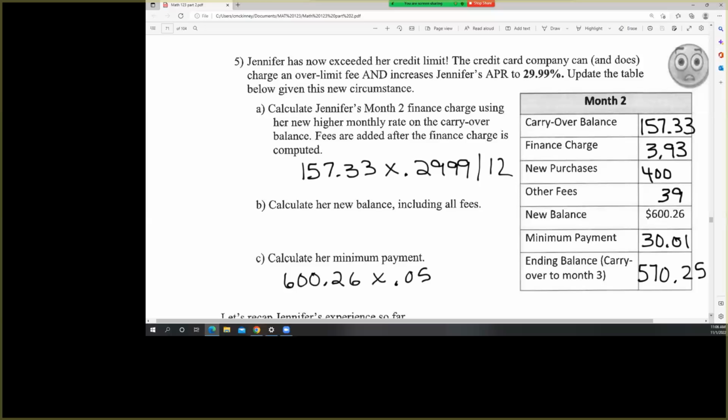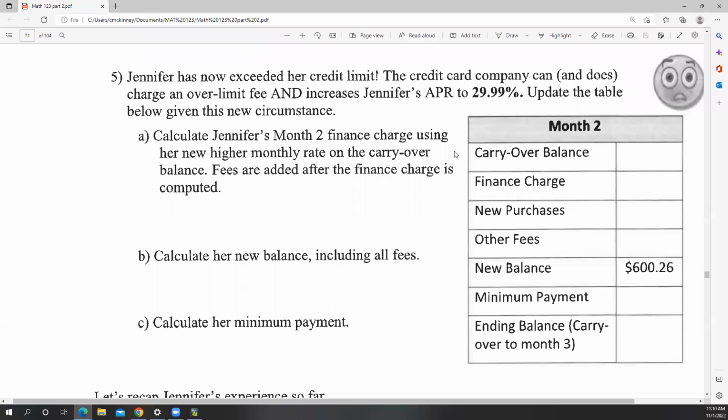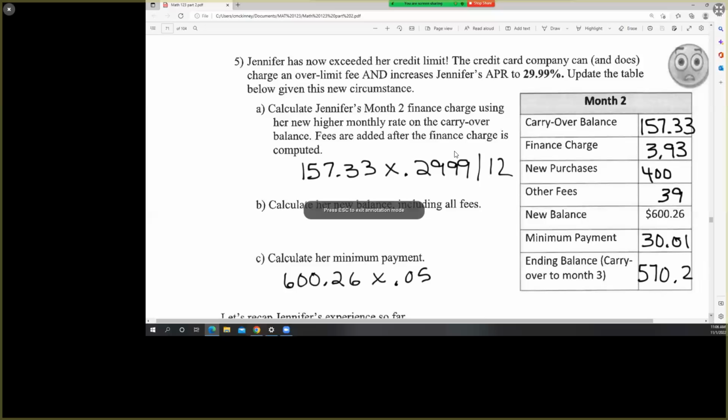So then look at the questions below that. For the questions below that, we have: how much total has she earned from her cashback rewards? $1.49. Go, Jennifer. How much has she paid now in finance charges and other fees?